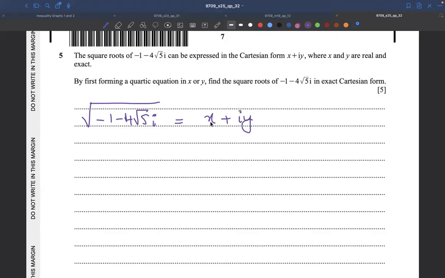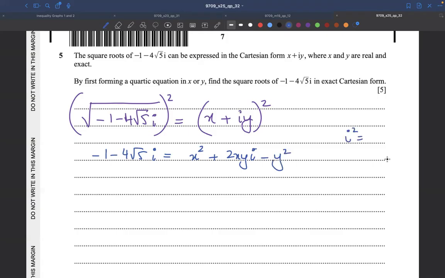Now, to find the square roots, we'll square both the sides. If we expand the right hand side, the left side will remain as it is without the square root sign, and the right side will become x square plus 2xy iota, plus iota square y square, which will be equal to minus y square, as iota square equals -1. So now comparing both the sides, the constant term on the left hand side is -1, and on the right hand side that is x square minus y square. And then the coefficient of iota is 2xy on the left, and on the right hand side that is -4 root 5.